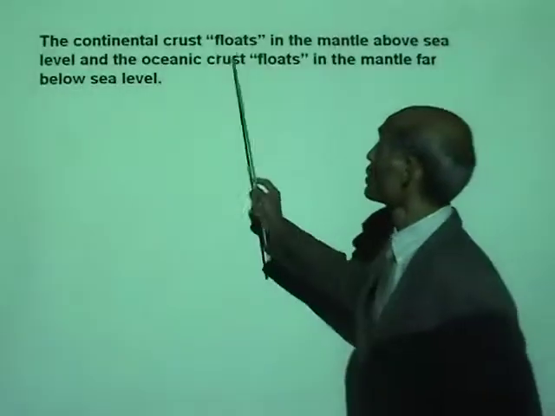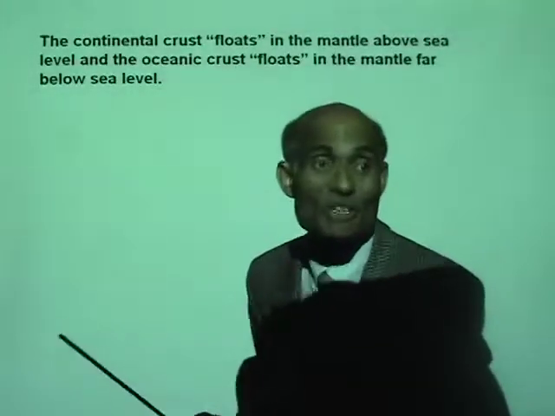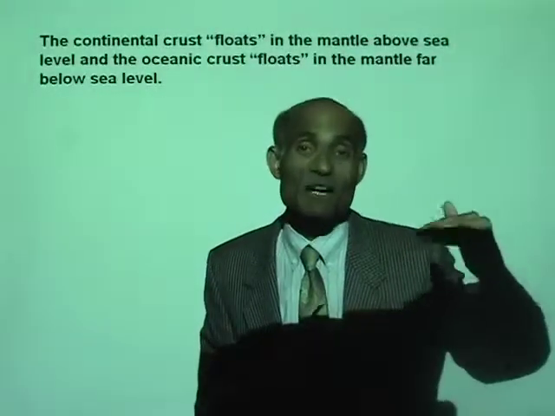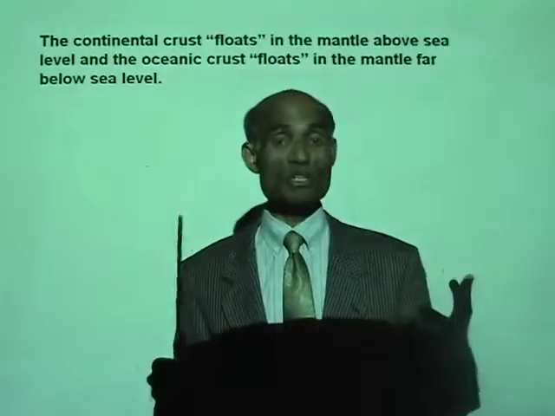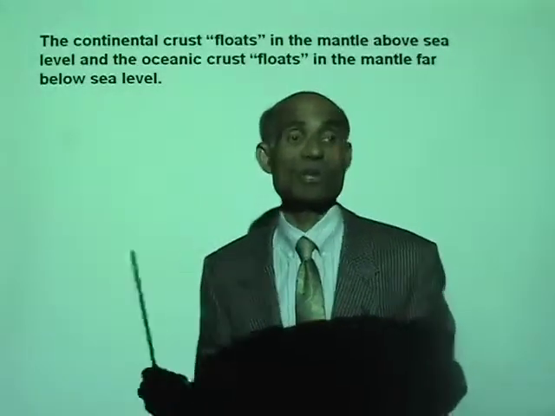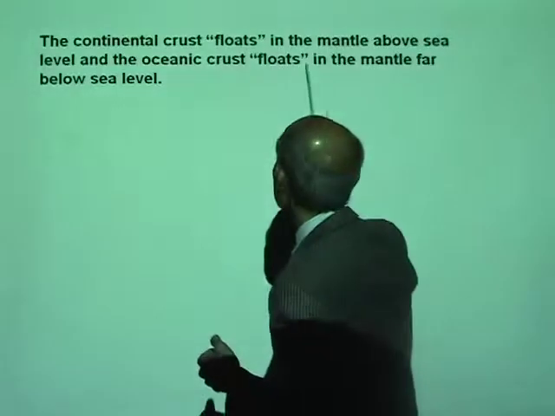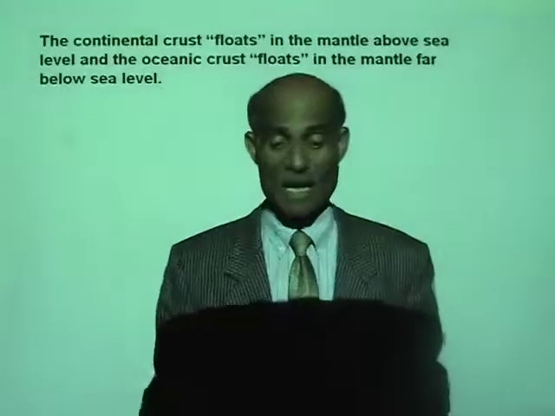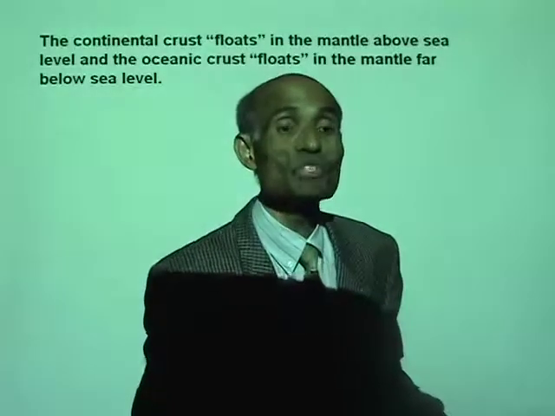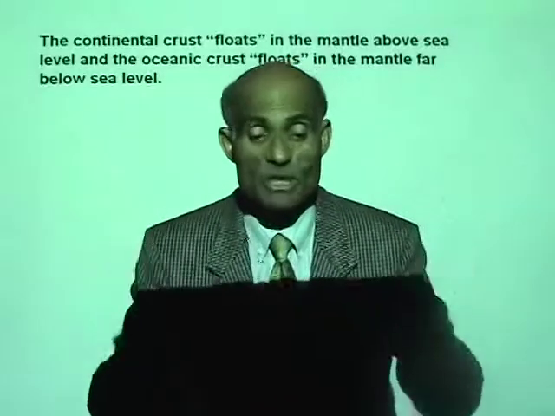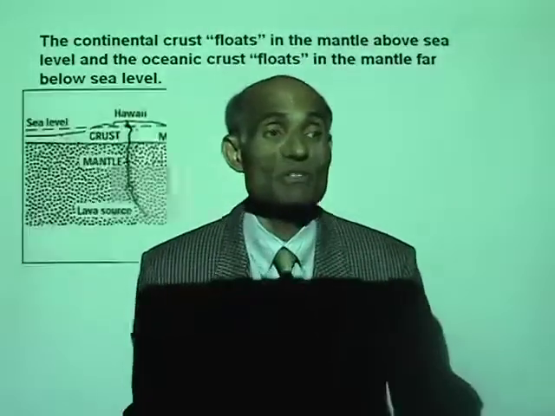The continental crust floats in the upper mantle. That's something that we talked about already. The continental crust is actually floating above sea level, and the oceanic crust floats in the mantle far below sea level. And both these crusts, the oceanic crust and the continental crust, are actually floating on the upper mantle.